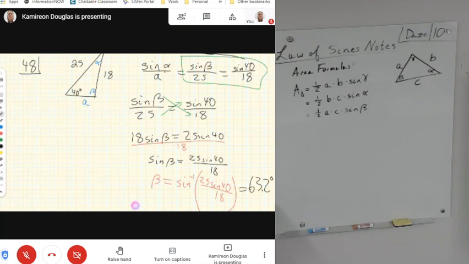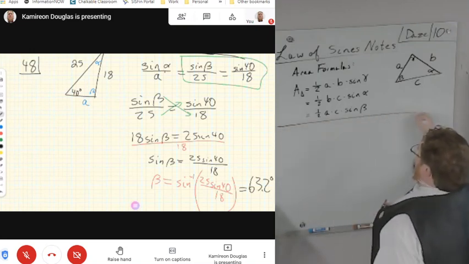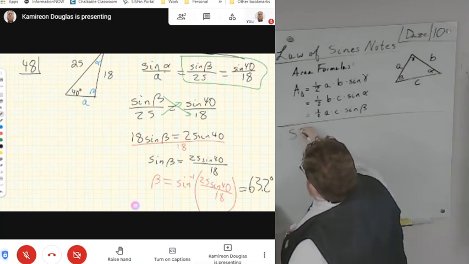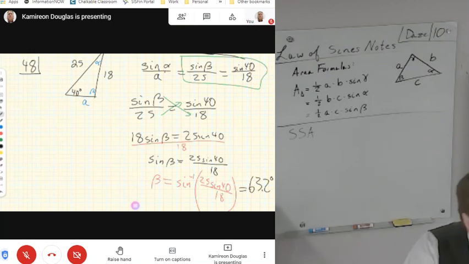63.2 is actually a solution for a different problem. At the end, I will show you what that problem looks like. It's very similar. It contains the same three pieces of information. The difference is you have to make a modification. So let's talk about what we refer to in this section as the SSA issue. Why do we call it the SSA? Well, because it involves two sides and an angle in that order. And if I put the letters in a different order, how do you get it? The SSA issue.